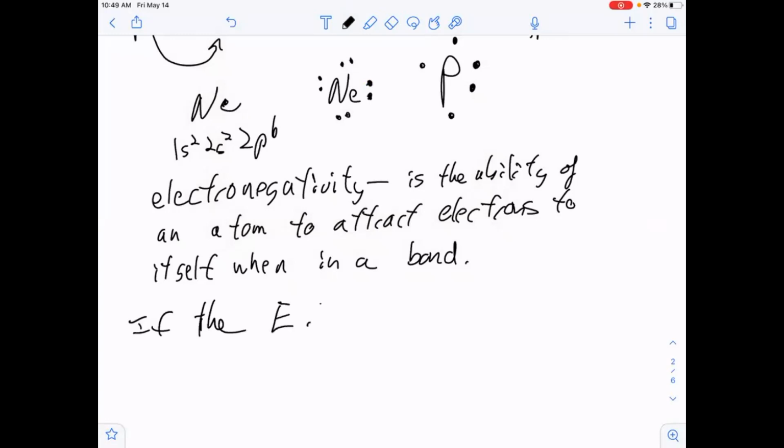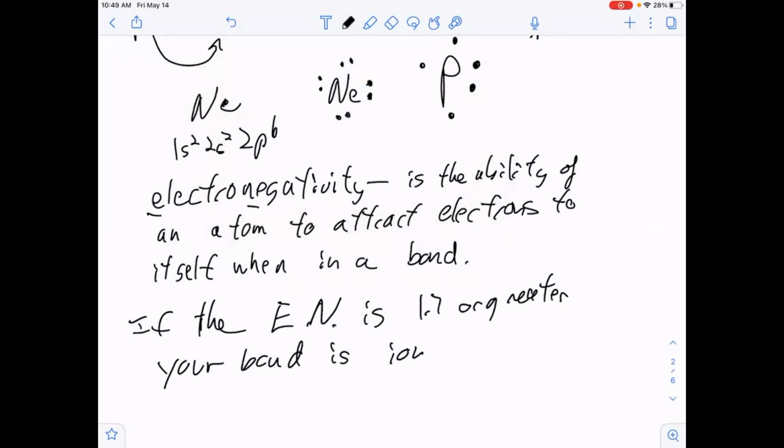I'm going to abbreviate electronegativity with the letters EN. So if the electronegativity difference is 1.7 or greater, your bond is ionic. If you're less than 1.7, your bond will be covalent. And we want to know the bond because it predicts behavior.